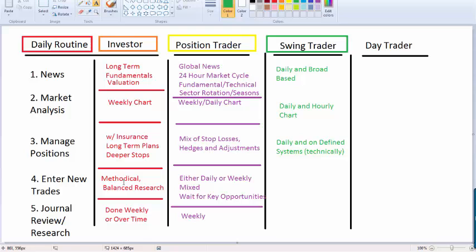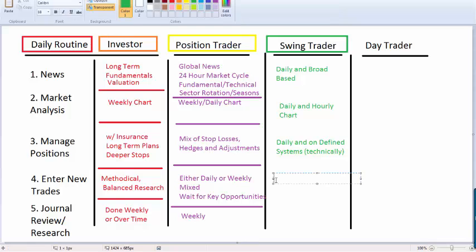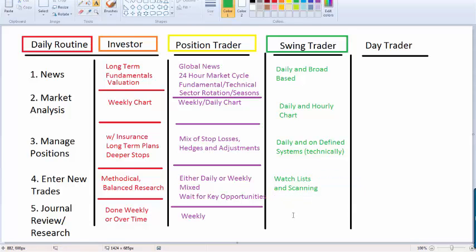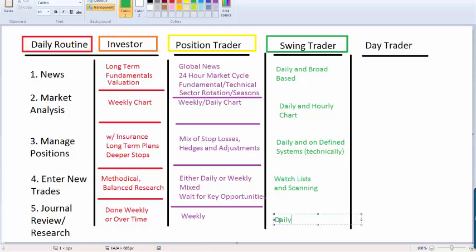Now, when we enter new trades, how are we going to do that? Well, we're probably going to do it on a mix of two things: on watch list and scanning. Swing traders should all have pretty good watch lists, but they should also be able to use tools to go out and find candidates in the market and say, what am I going to do with this position here today? Journaling and review is done daily.